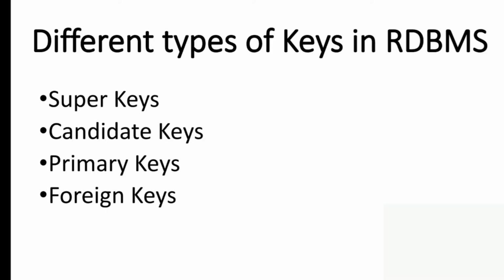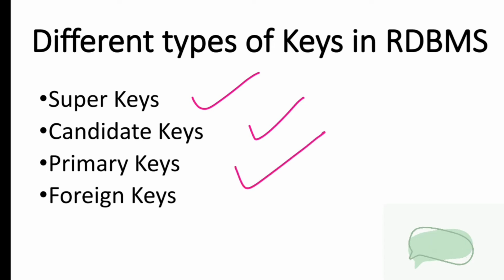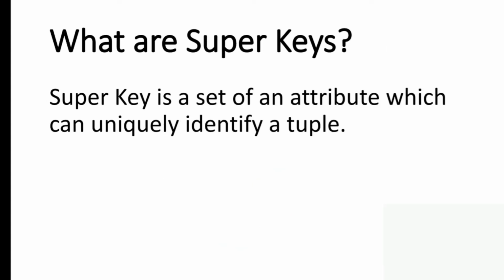Now next we'll discuss different types of keys. See students, there are mainly four types of keys. First is the super key, second one is the candidate key, third is the primary key, and fourth is the foreign key. Now let's discuss them one by one.